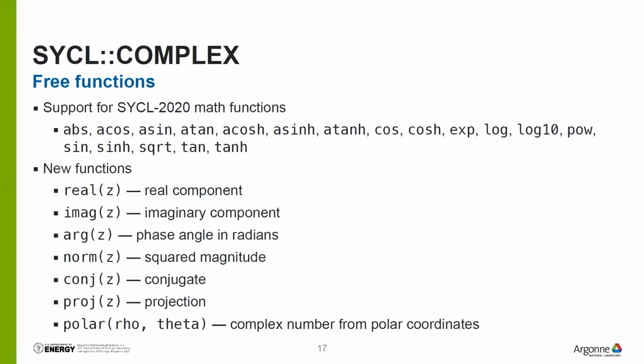So for complex numbers, we're going to support all the math functions, and then we're adding kind of obvious ones, right? The real part, the imaginary part, the square of the magnitude, or converting from polar coordinates.